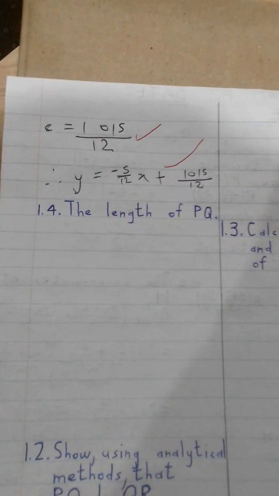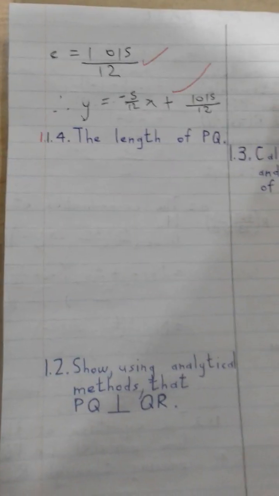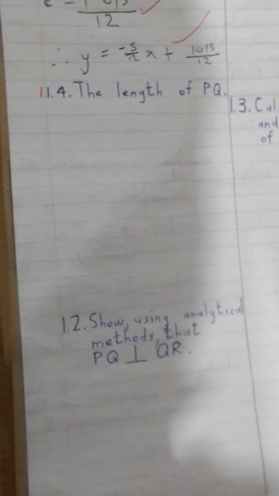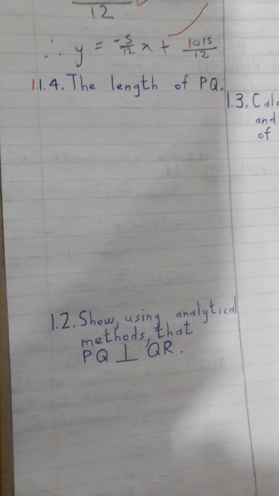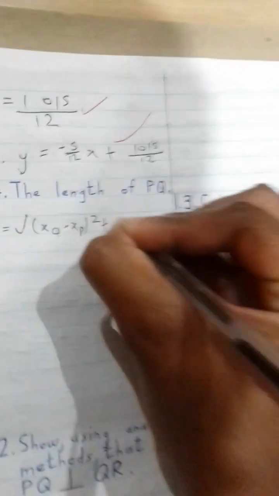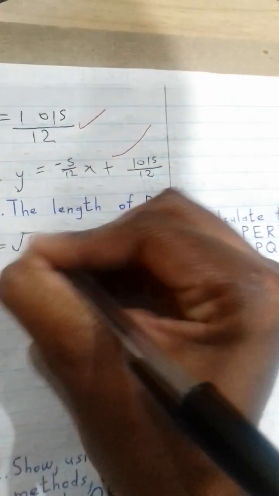1.1.4 states, determine the length of PQ. Forgive my bad numbering and my lack of space, I always say this. Remember, in mathematics you don't get marks for the formulas, but I'm just inserting them for completeness sake so that you understand. So PQ is equal to the square root of xQ minus xP squared plus yQ minus yP squared.